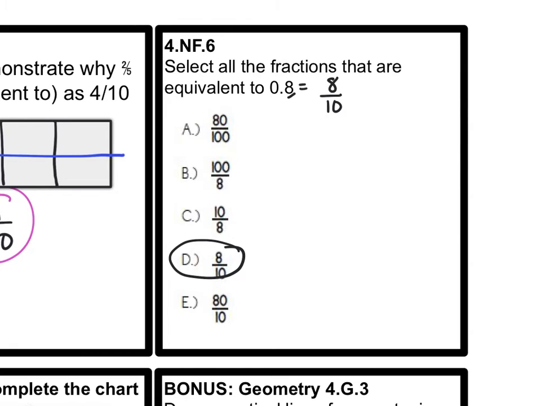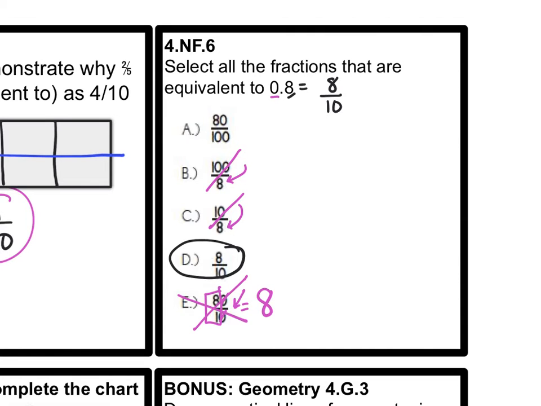Some things that I can rule out are these ones with the denominator of 8. Those are numbers bigger than 1. And this number has no whole numbers, so this is clearly not going to work, and this one's clearly not going to work. I also see that E is 80 divided by 10, which is going to give me 8 wholes. I also had a student tell me that if I took off the zeros, that equals 8/10, but it actually equals 8 divided by 1, which is also an 8 whole number.